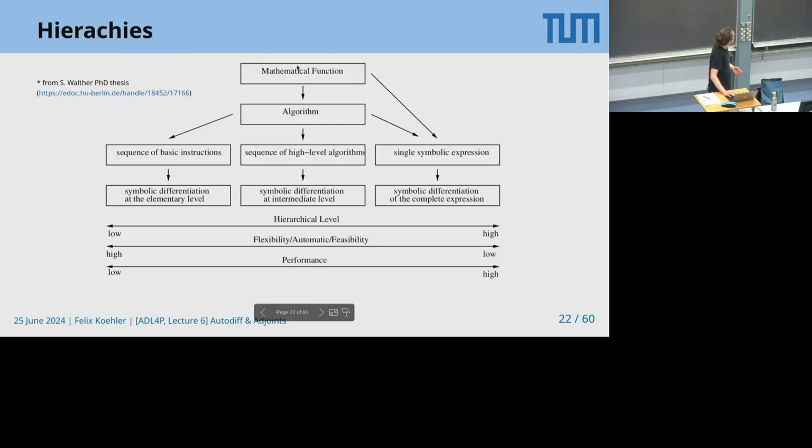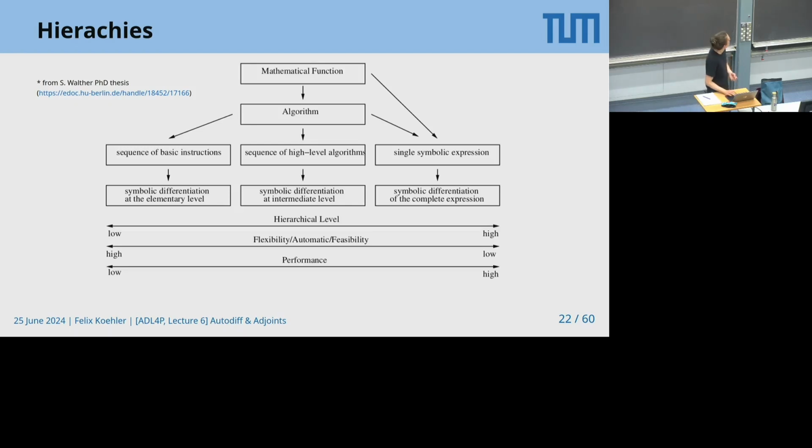I have this schematic I took from someone's PhD thesis. You can also find it here. I think he made a very nice point about these hierarchies. He says that at the very top is a mathematical function that you want to differentiate, let's say the matrix vector product. And this does not necessarily tell you how it is actually executed on your computer. This is done by an algorithm, and this algorithm can be given as a sequence of very basic instructions. This can be floating point operations, or a sequence of more high-level instructions like the vector mode we saw.